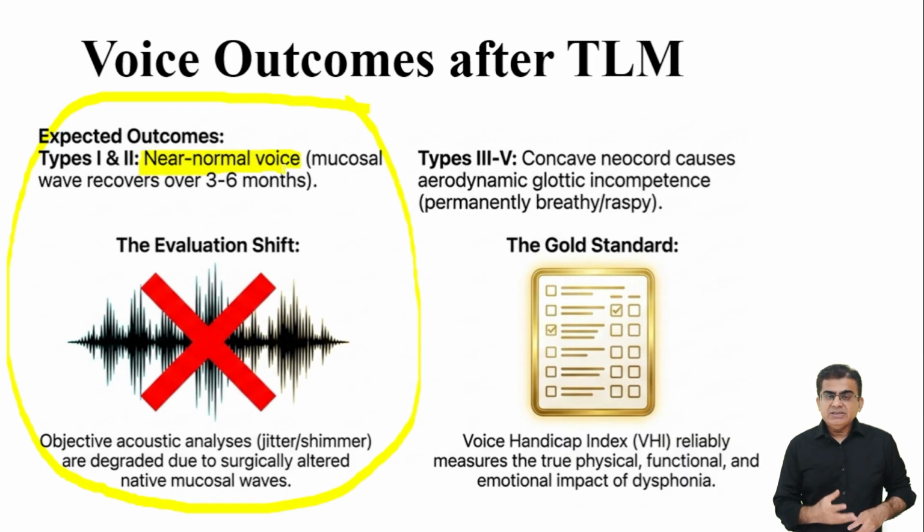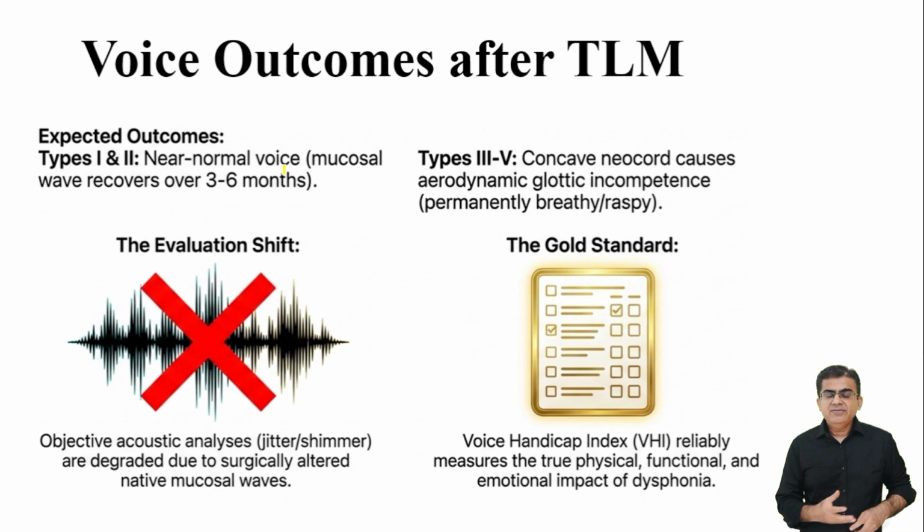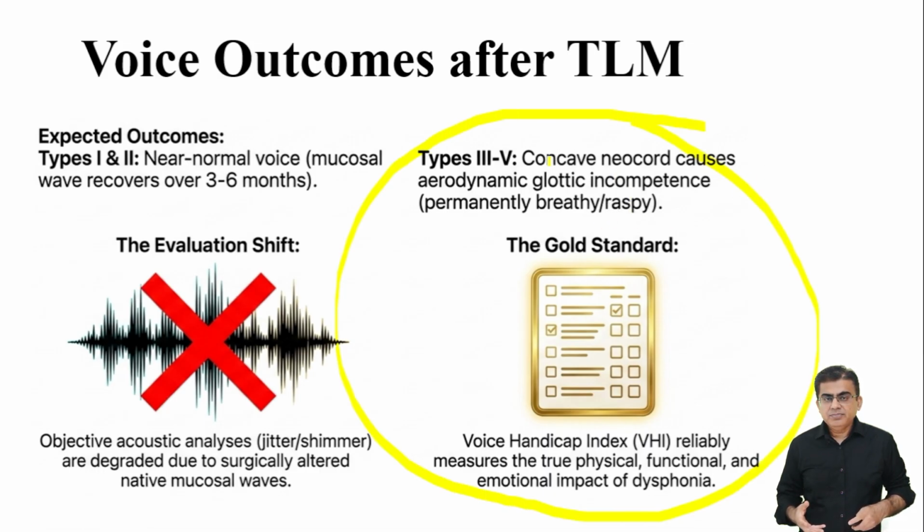Now look at the deeper resections, which are type 3, 4 and 5. Here we remove significant tissue bulk, which leaves a scooped out or concave neocord. This missing tissue causes aerodynamic glottic incompetence, meaning air leaks out when they try to speak. Therefore, these patients will have a permanently breathy or raspy voice.